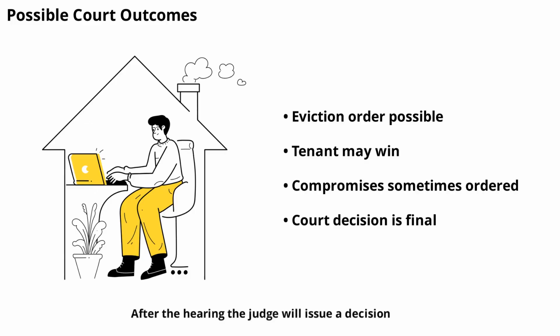After the hearing, the judge will issue a decision. If the landlord wins, the court grants an eviction order, also known as a writ of possession. This gives the landlord the legal right to reclaim the property. If the tenant wins, they can remain in the home and the eviction is dismissed. Sometimes, the judge may order a compromise, such as giving the tenant more time to move out. Both parties must follow the court's decision, and failing to do so can lead to further legal trouble.